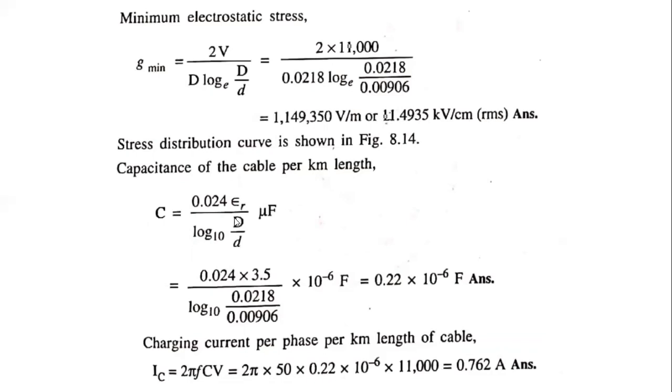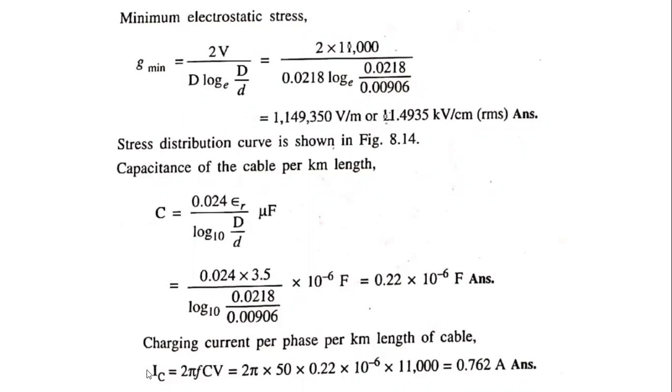that is C is equal to 0.024 epsilon r by log base 10 D by d, where epsilon r is the relative permittivity and capital D is the diameter of the insulation and small d is the diameter of the core or the cable. Okay, this is the formula for capacitance.